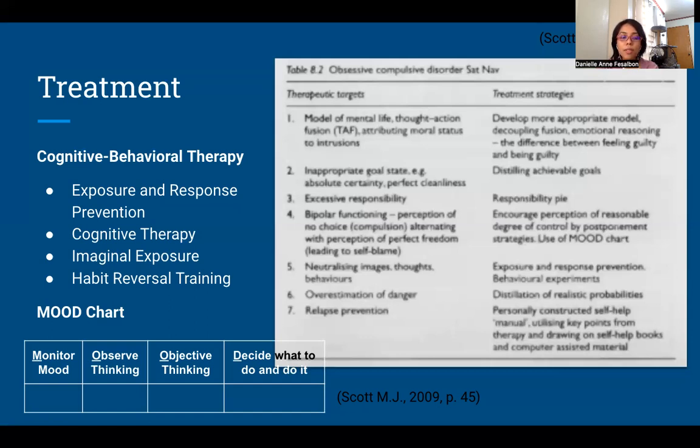So sometimes whenever we have the treatment for CBT, we could give them assignments. Like they can make use of the mood chart, which stands for monitor mood, observe thinking, objective thinking, decide what to do, and do it. So these can be done in between sessions, whenever they are in their usual setting. So yeah, this is something that they can apply as well.